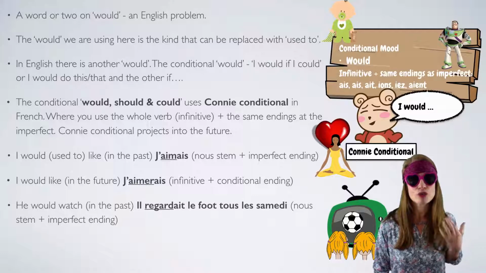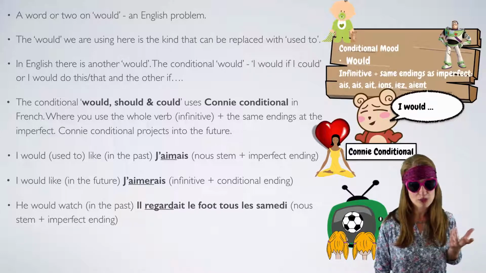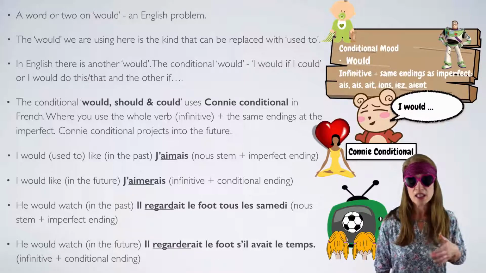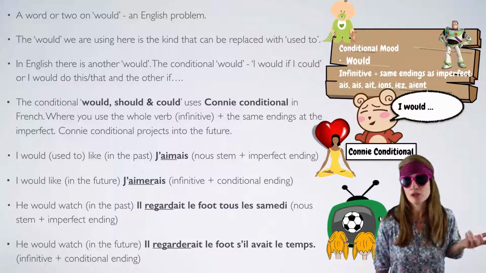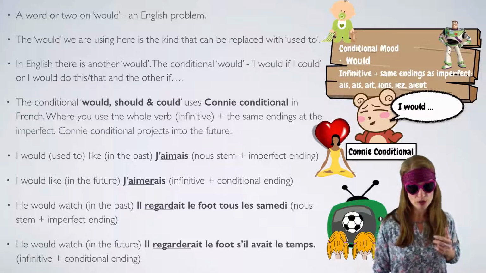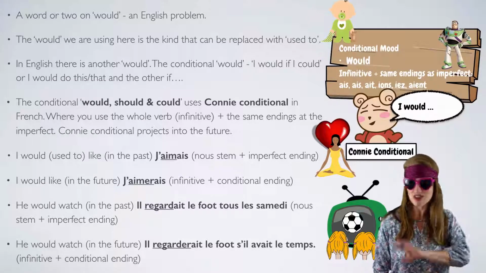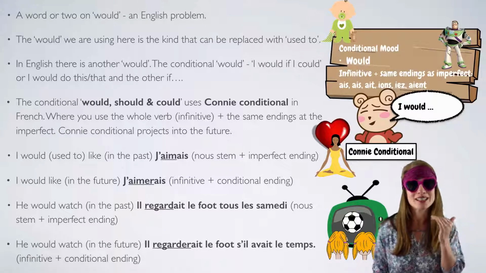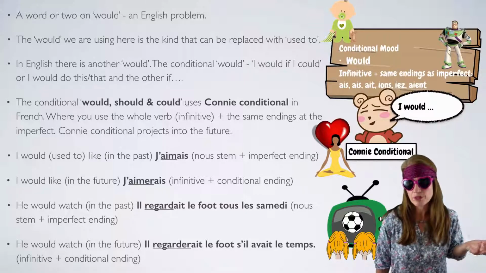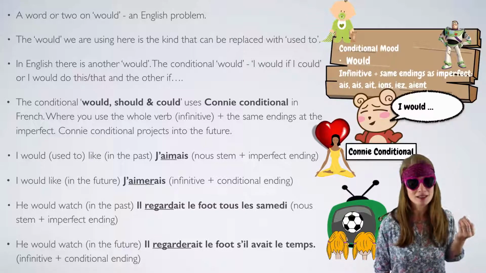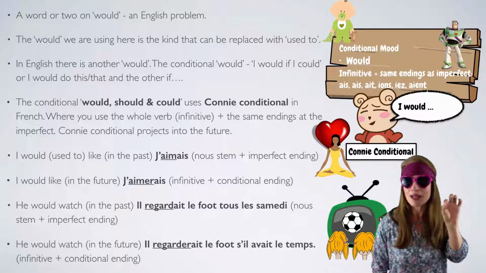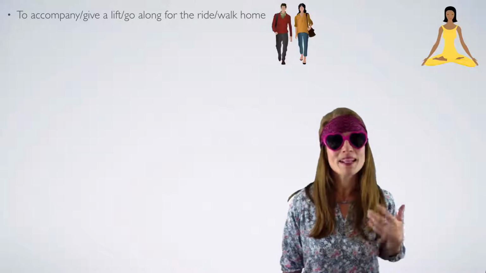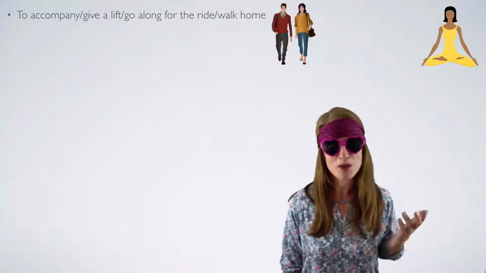He would watch, in the past: il regardait le foot tous les samedis. We use the nous stem for the imperfect. He would watch, the conditional in the future: il regarderait le foot s'il avait le temps. He would watch the football. We use this would auxiliary, but there's no auxiliary in French. It's all in the ending. Il regarderait le foot s'il avait le temps, if he had time. So, imperfect, il regardait. Conditional, il regarderait. The conditional is all about the R. J'aimerais, je regarderais.